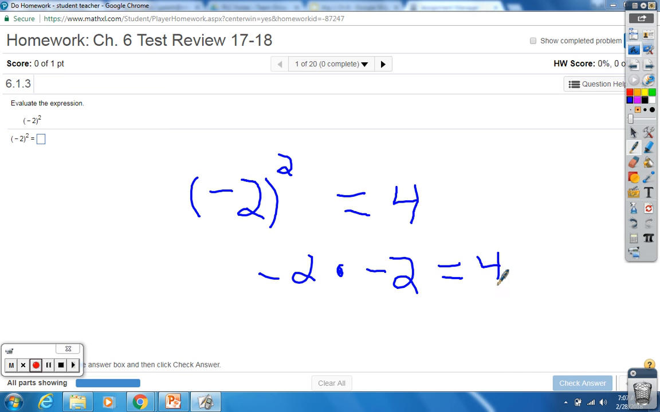But if we didn't have the parentheses, then it would be doing the exponent first, which would get us that 4, and then it would be tagging on the negative sign afterwards. So just be aware of that.